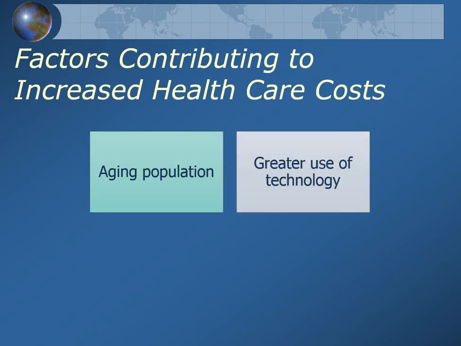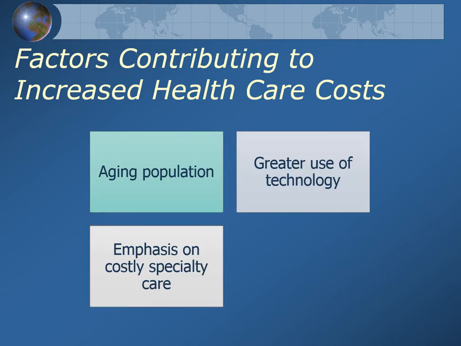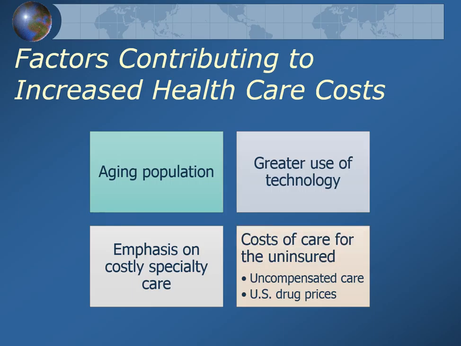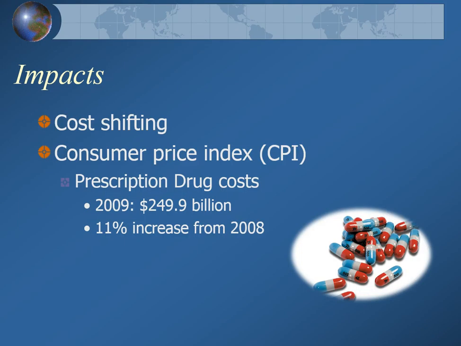Greater use of technology. This is a partial fear of malpractice and the greater use of specialty care. Emphasis on costly specialty care and costs for care for the uninsured. The proportion of care with which the provider receives no reimbursement and includes both charity care and reimbursement. And then the U.S. drug prices. U.S. drug prices have risen considerably more than the Consumer Price Index.